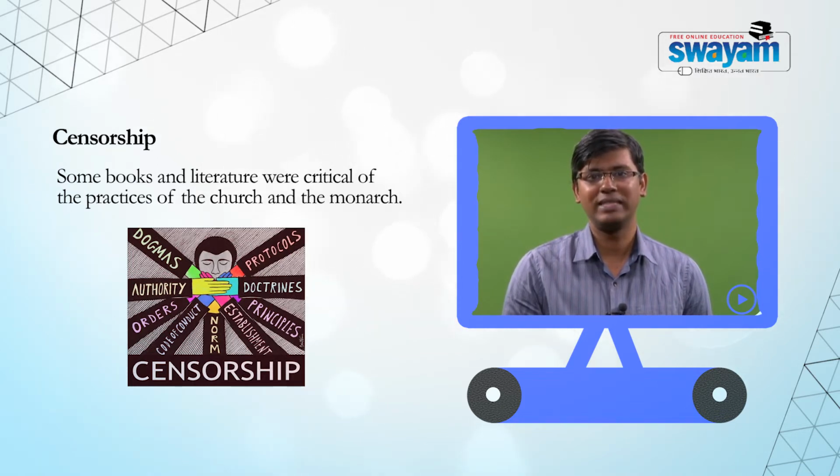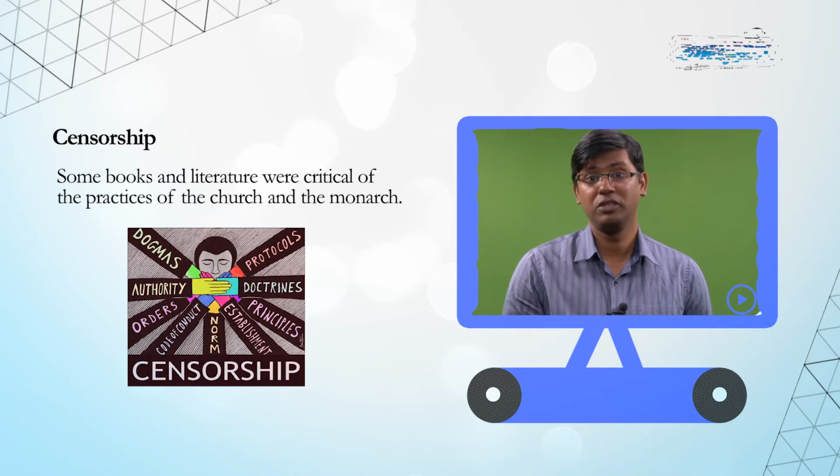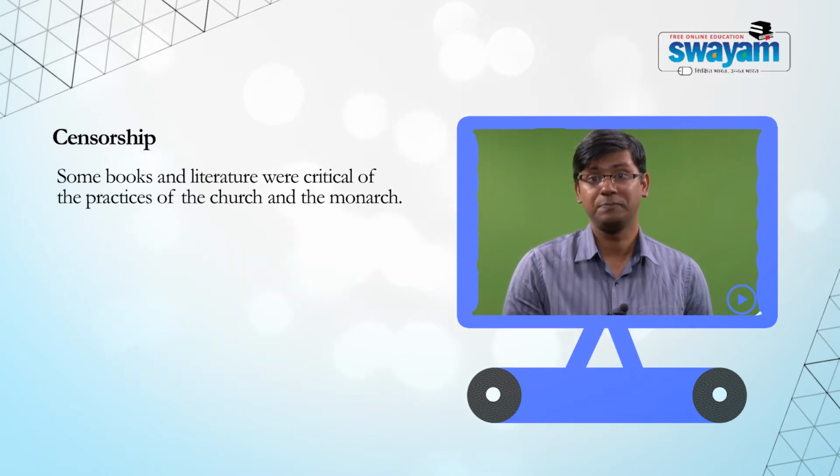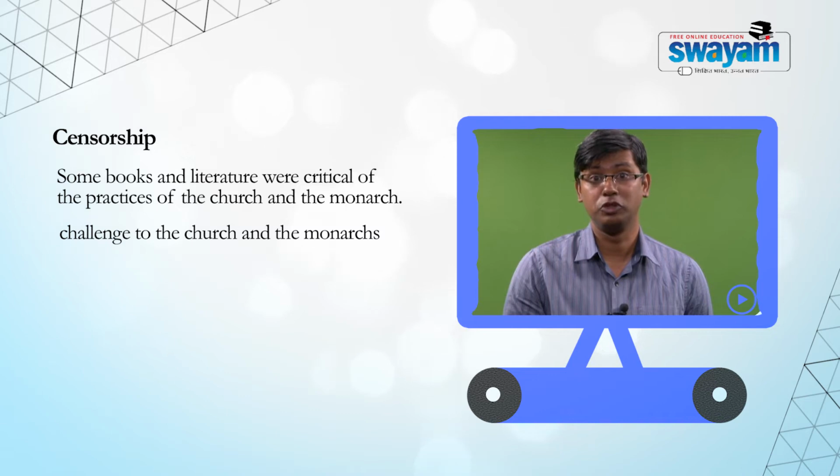Subsequently, it basically meant that there was a lot of flow of information, and it was at times difficult for the royalty to control what is being printed. Even the church was concerned as to what is actually being published. As a result of the spurt in the growth of publishing, you had the censorship regime coming into play. With the advent of the printing press, there was a challenge to the church and the monarch, as there were many books and literature that were critical to the practices of the church and the monarch.